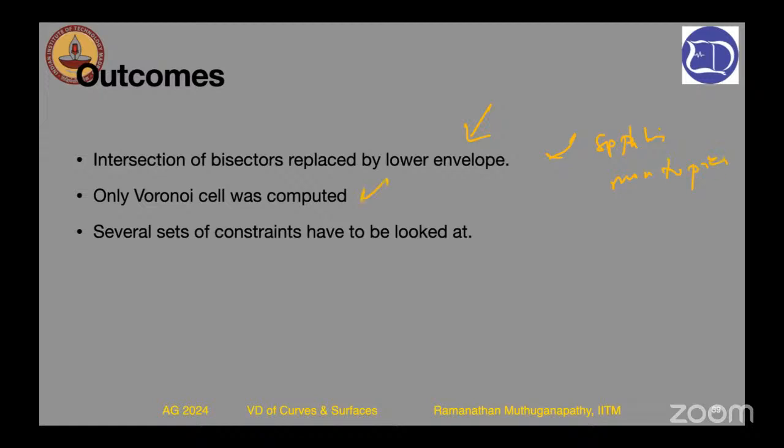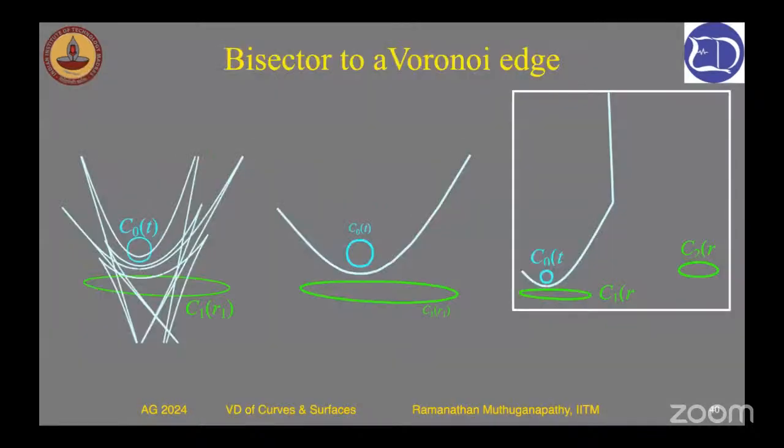But even after that, we are computing only a Voronoi cell. If you want to compute the Voronoi diagram, we have to repeat the computation of the Voronoi cell. And of course, we had looked at several constraints like the LL constraint, the curvature constraint, and so on. So still a lot of geometric processing is required, but we have made some improvement. Rather than intersection of bisectors, we used a lower envelope idea. So now what challenges can we still see or improve upon?